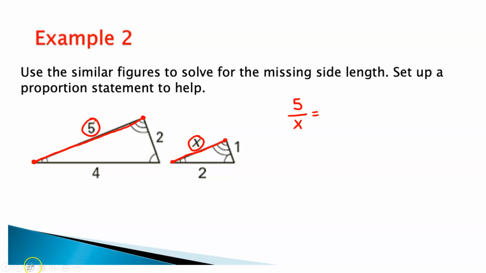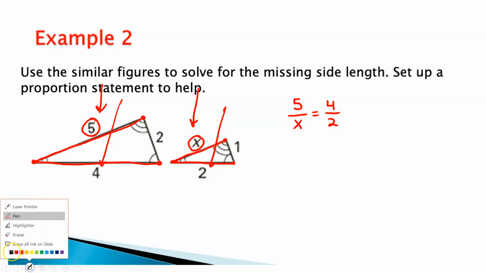I'm going to use the bottom of the triangle now. Let me use the bottom from that one angle, right? That one angle symbol across the bottom to the one that has 2. Those are the other 2 matching sides. So if I used 5 over x, then I better stay consistent. I'm going to say 4 over 2. So there's my proportion statement.